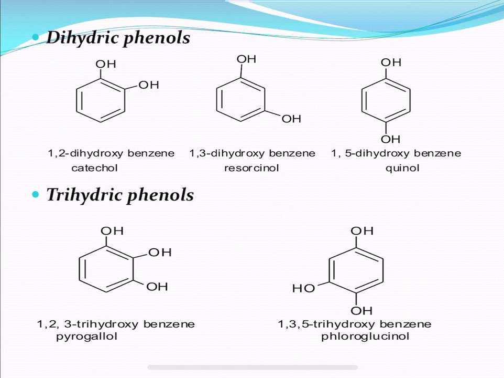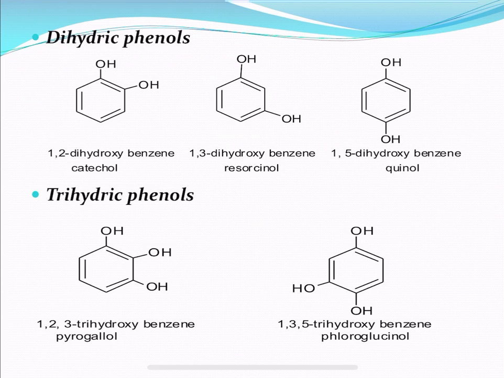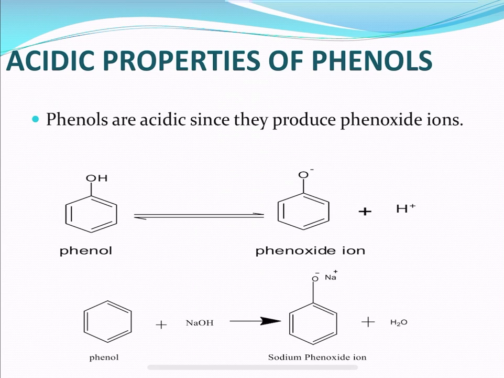Okay. So, in this way we are going to classify phenols based on the number of phenol units or based on the number of OH groups attached to the aromatic ring. And it continues, so 4 could also be present, or 5 could also be present. Okay. And the next topic we have to discuss is acidic properties of phenols.